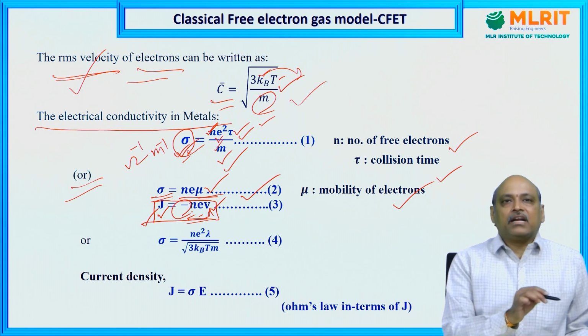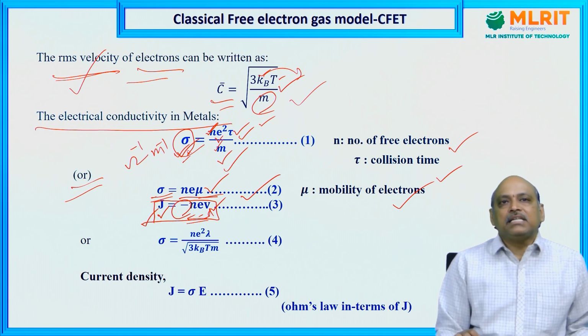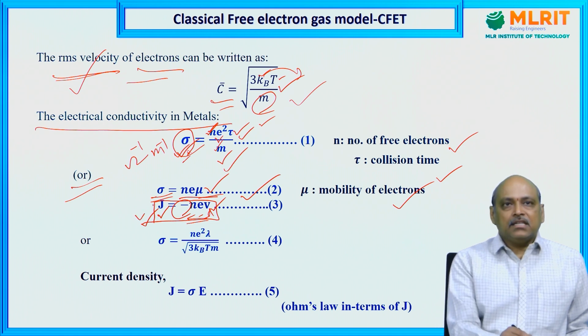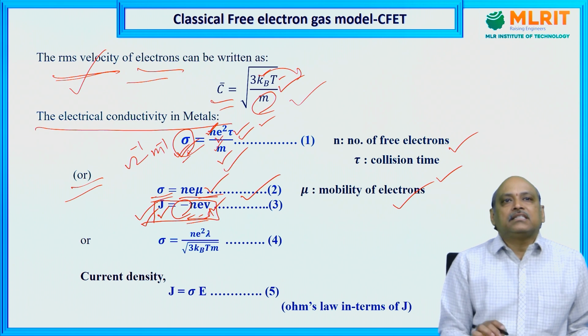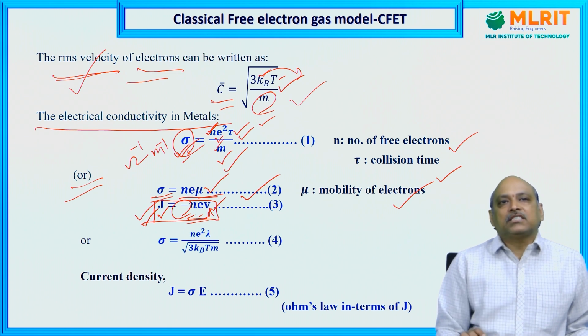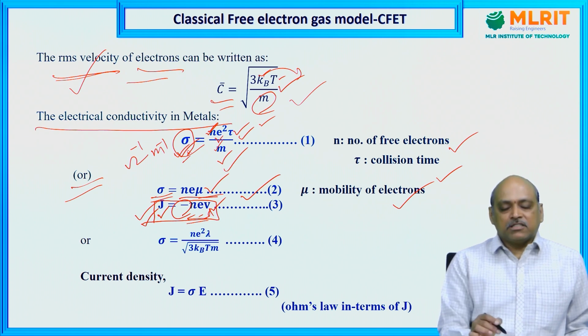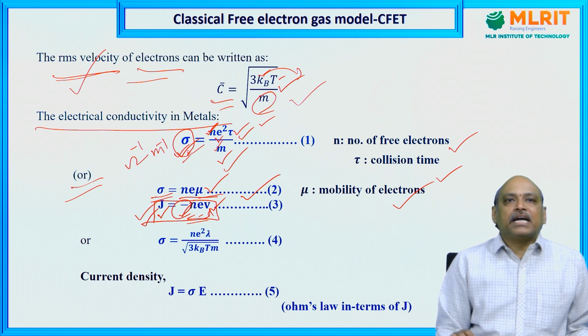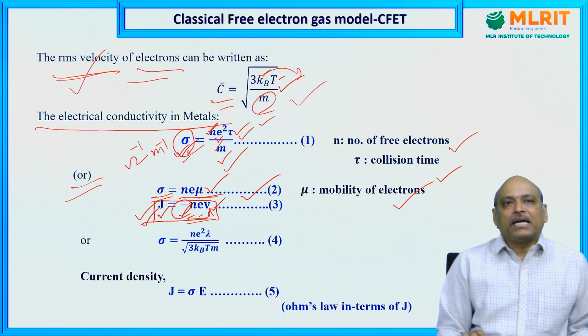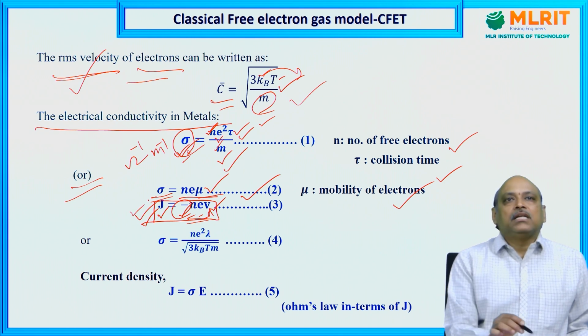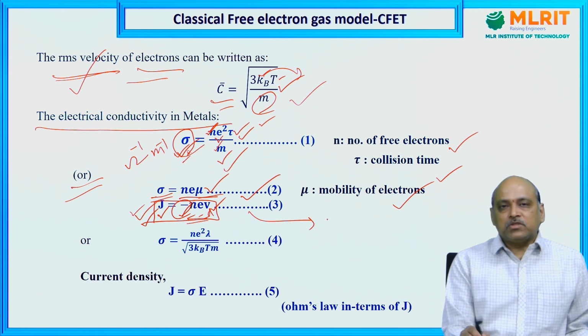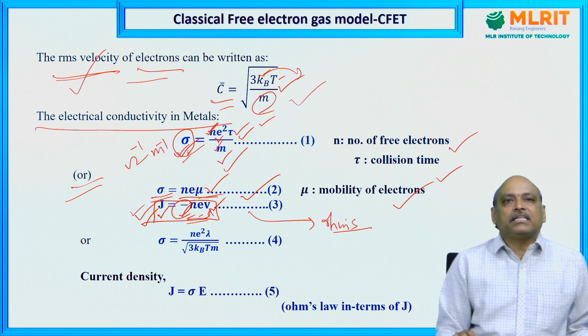The reason for writing the minus symbol is that when electrons are moving in one direction, the current, in general, is taken in the direction opposite to the flow of electrons. That's why, to represent the direction of flow of electrons with respect to the direction of flow of current, we have taken a minus. So, another equation can be written, which is also called Ohm's law, written in terms of current density like this.